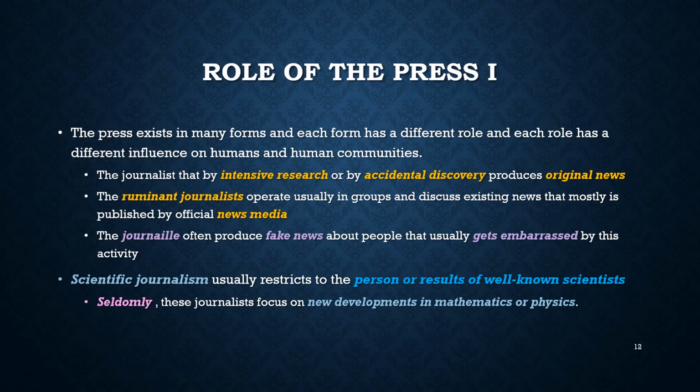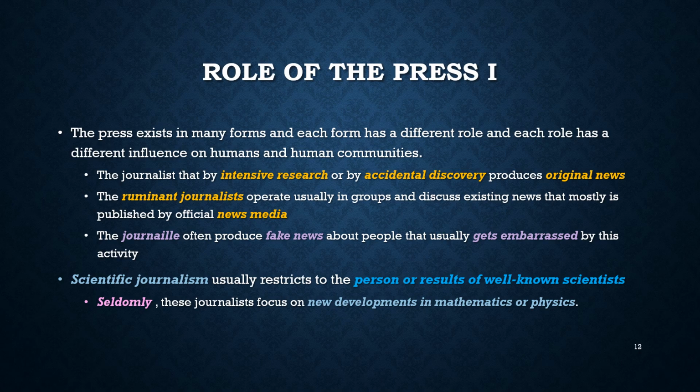The press exists in many forms, and each form has a different role, and each role has a different influence on humans and human communities. The journalist that by intensive research or by accidental discovery produces original news. The ruminant journalists operate usually in groups and discuss existing news that mostly is published by official news media.